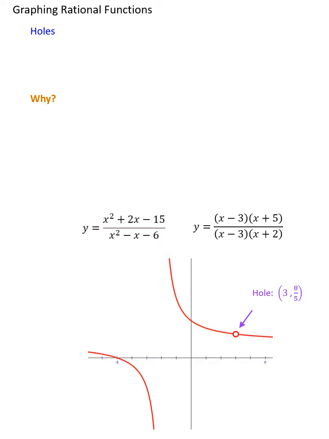If we just remove the point from the original function, whose x-coordinate is 3, then we now have the graph of the original function. And that's the why behind finding the value of a hole in a graph.